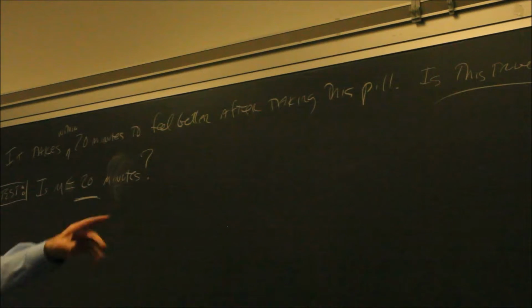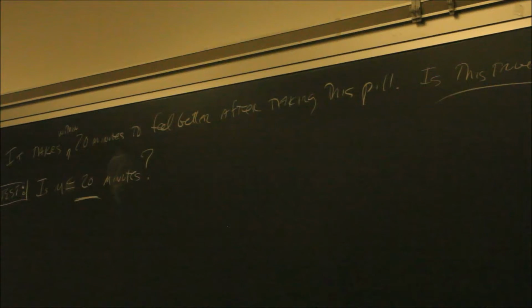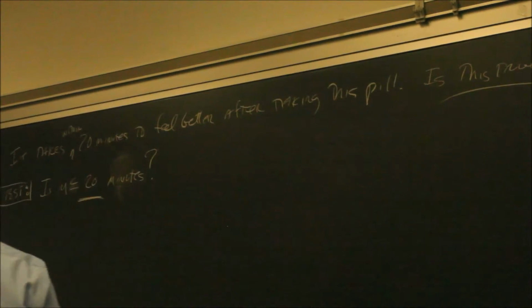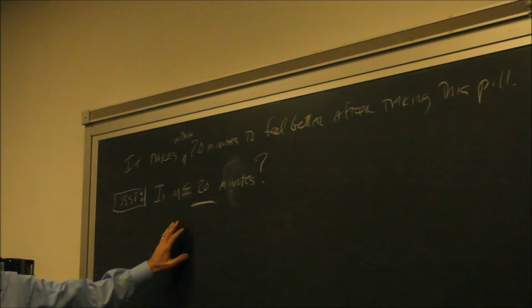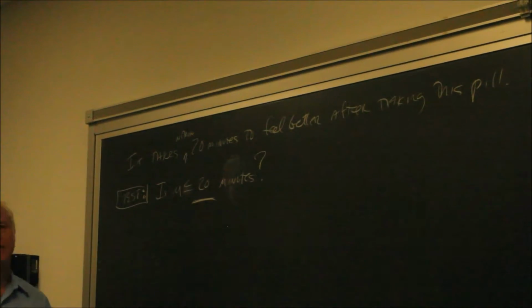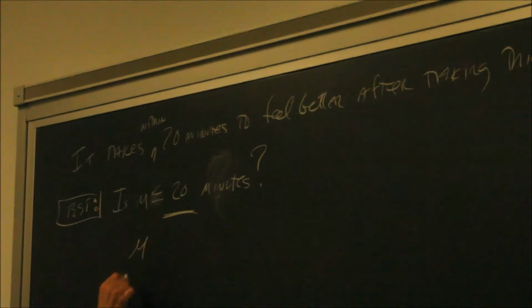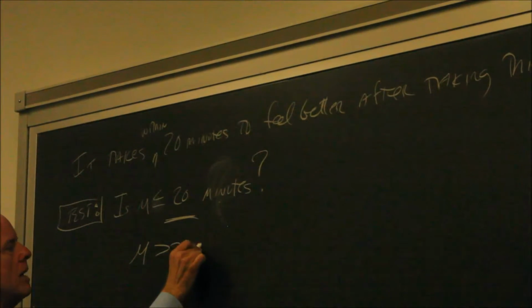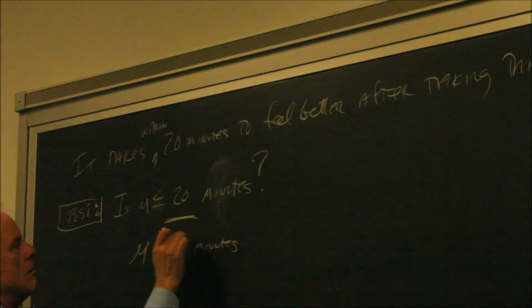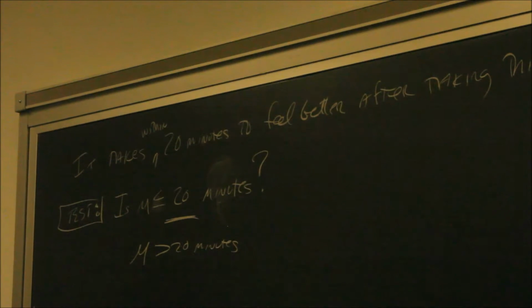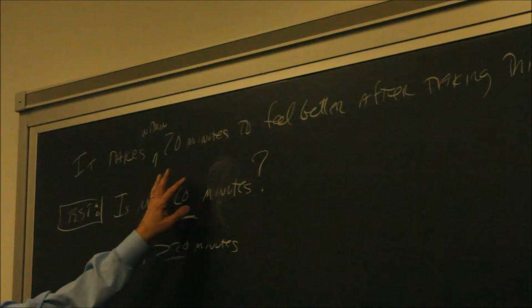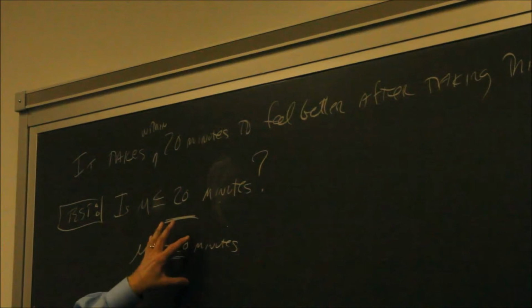Now, it says state the null and state the alternate. Before we find out which one is the null and which one's the alternate, if you were to test this, what's the alternate to this? The alternate is mu greater than 20 minutes, right? Everybody agree with that? Okay, so we have the hypothesis that we're testing, and we have an alternate.